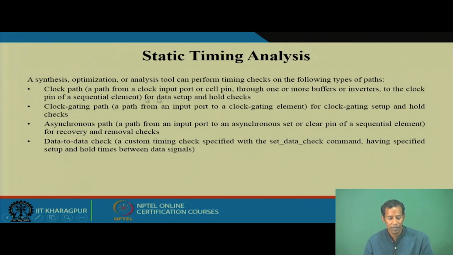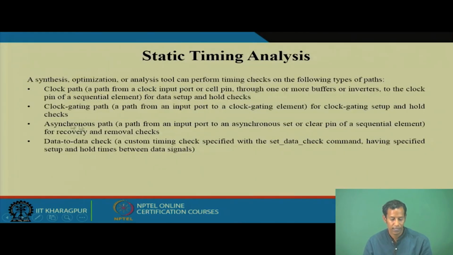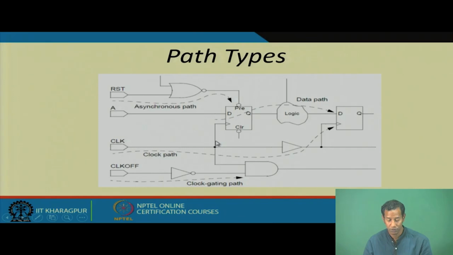So there might be several paths like the clock path, then clock gating path, then asynchronous path, and then data to data check path. Okay. So we will consider each of these paths and what analysis we have to do on each path, that we will see. So if I say there may be asynchronous paths which are related to clock, there may be a clock gating path, there may be a simple clock path, and there may be a data to data check path.